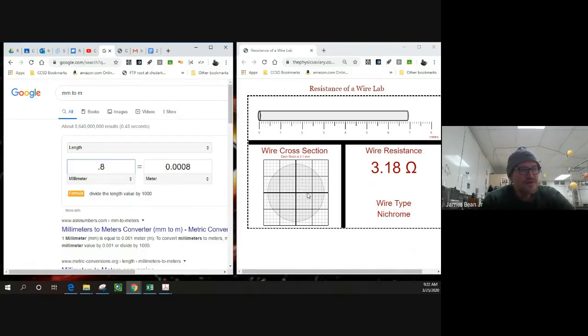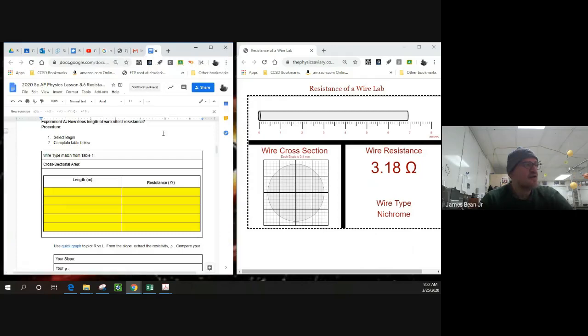1, 2, 3, 4, 5, 6, 7, 8.8 millimeters. It gives me 0.00088 meters. Yeah, I like that. And let's go back to here. So then remember, pi r squared is the area of a circle. So I would put that information here.